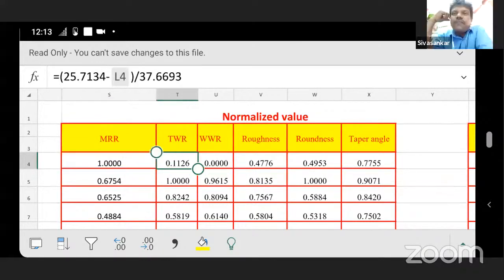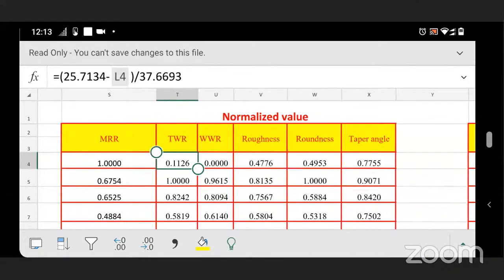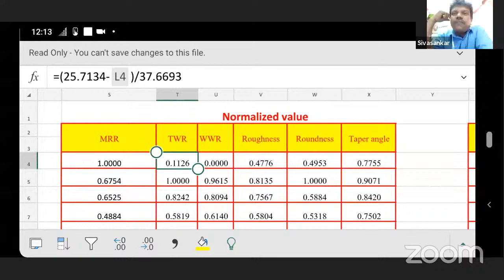Next, sir, the first cell of TWR. Here we have to take the maximum value, maximum and minimum. We would be able to calculate the normalized value. Similarly, we can calculate the normalized value for all 20 TLWR. Then WWR, that is the maximum value minus that particular value divided by the difference between maximum and minimum. Like that, all the data are normalized from 0 to 1.